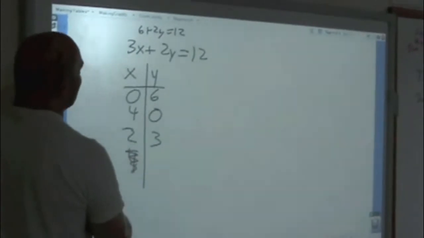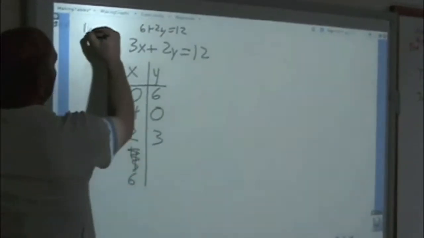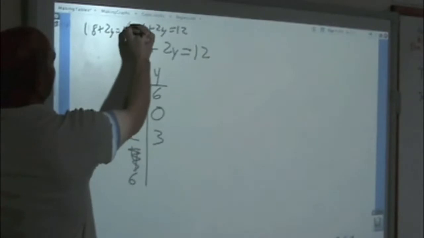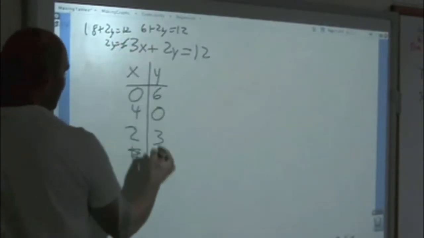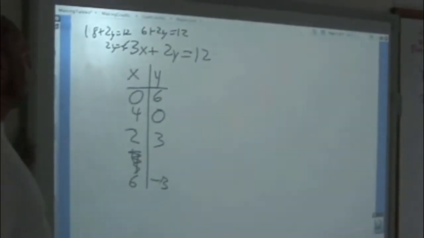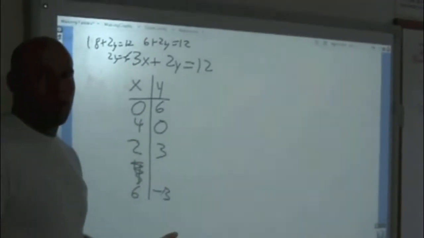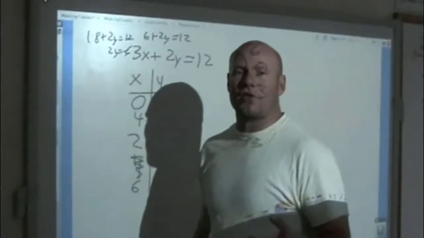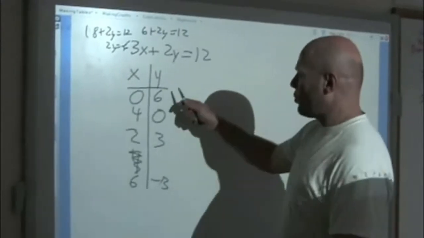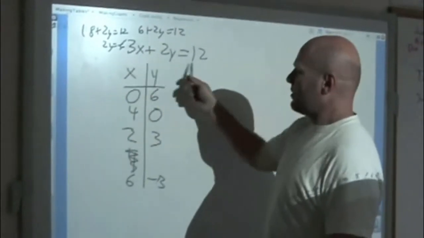Let's say I'm going to pick x is 6. So that's going to be 18 plus 2y is equal to 12. So 2y is equal to negative 6. So y must be negative 3. So that's just the same case I did before. What are the things that need to be plugged in order to create what I want? I get to pick one, then the equation tells me the other.